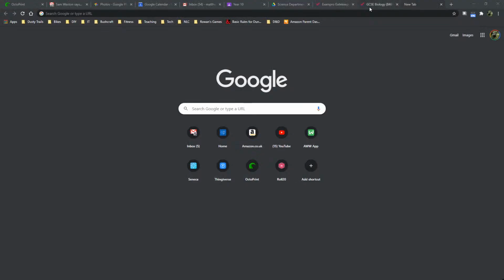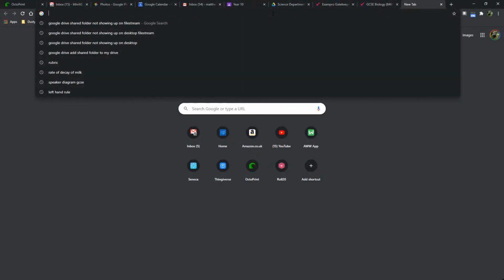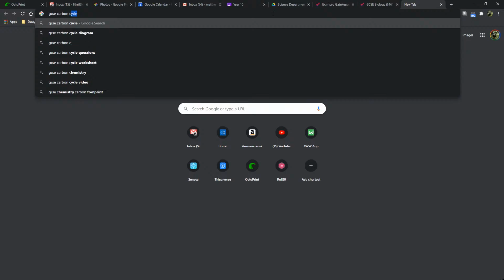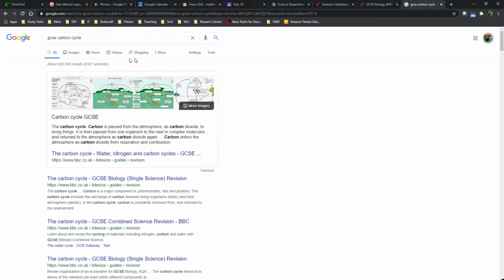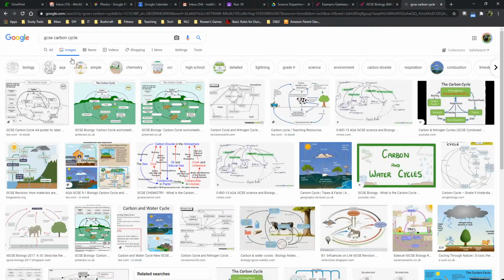Let's just go on here. If you just type in GCSE carbon cycle and go to images, there are loads and loads of different carbon cycles on here that you can have a look at. Some of these will link you through to other websites. Some of these will be better than others.